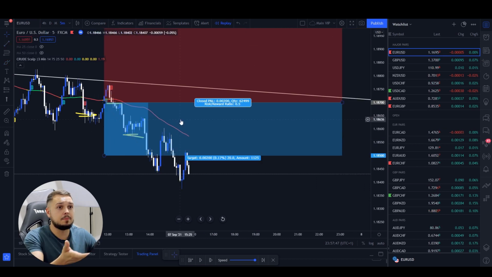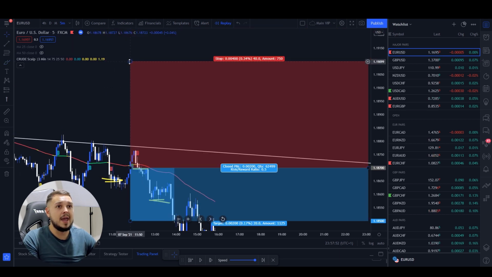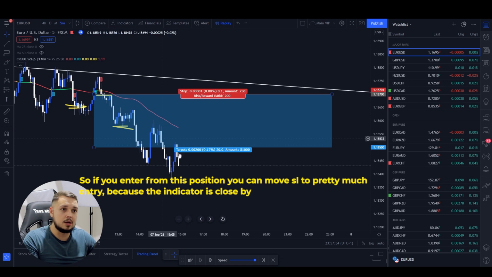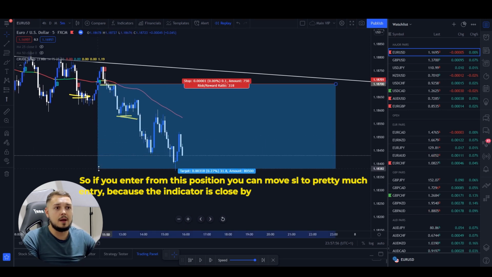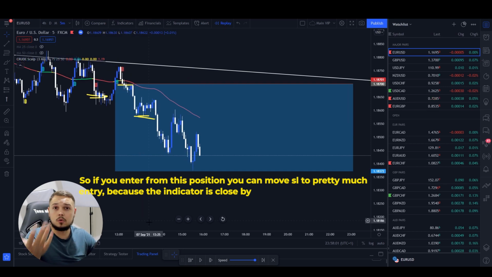Let's say 20 pips profit, right? Boom. We hit the 20 pip mark. We move our stop loss to entry for risk-free trading. It continues to go down. We carry on profiting. The only time you want to close off your trade is when a crossover happens.